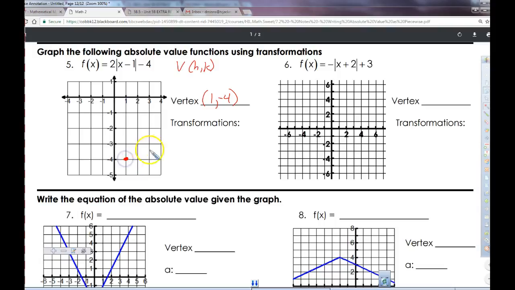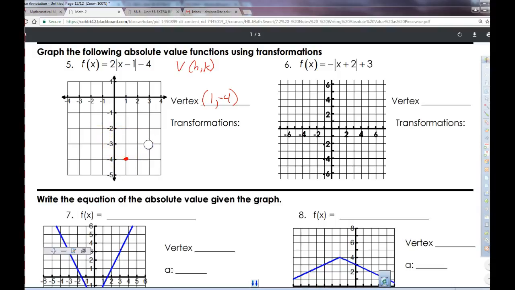And we are opening up here because we don't have a negative out front. Alright, well, let's go ahead and graph this. You really only need 2 things when you graph this. You need the vertex and you need the a value, because the a value tells you how wide or how narrow it is. If the a value was 1, that would be your parent graph. It would be up 1 over 1, put a dot, up 1 over 1, put a dot, draw the lines.